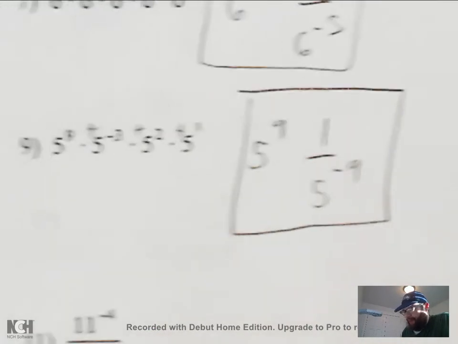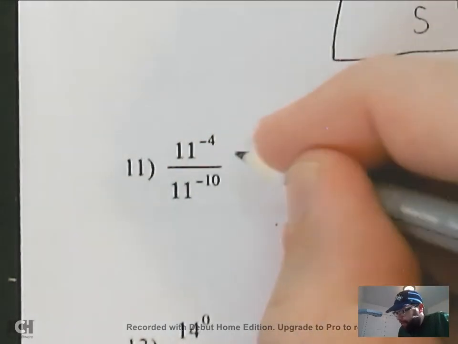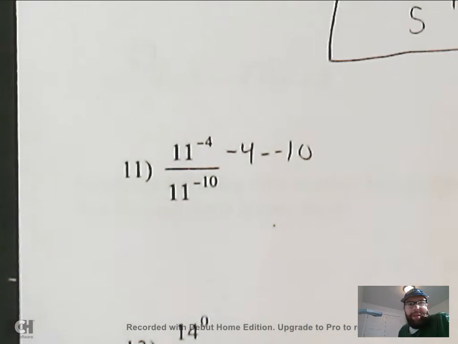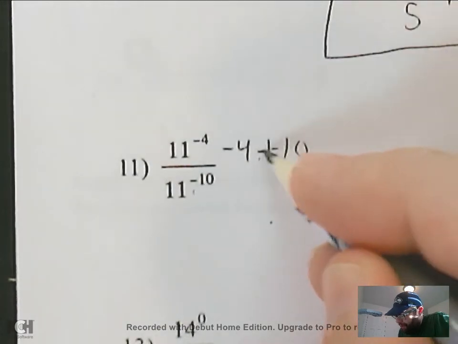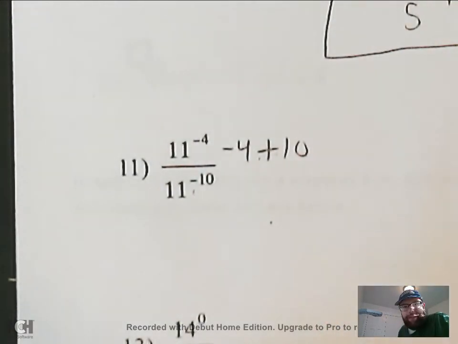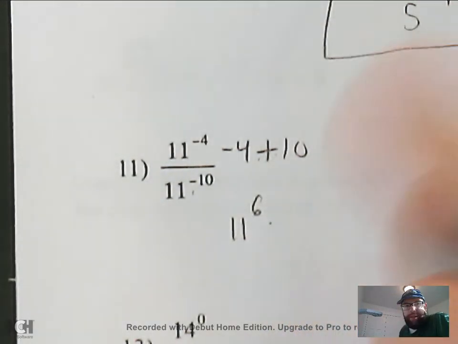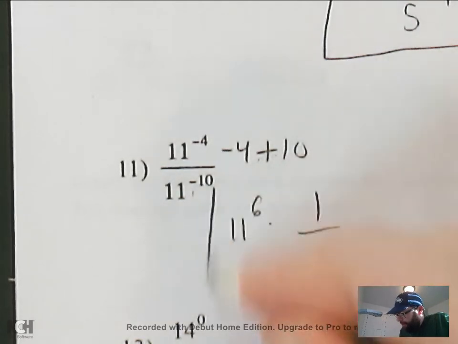Okay. Now, this is probably the other thing you guys are going to miss a lot when you are subtracting a negative number. So this one would be like negative 4 minus a negative 10, right? When you're subtracting a negative number, remember, minus a negative, they turn into a positive, and you end up adding 10, right? So it'll be negative 4 plus 10, which is 6. So 11 to the 6, and then you'd move it downstairs. It becomes 1 over 11 to the negative 6. And that'd be your 2 answers.